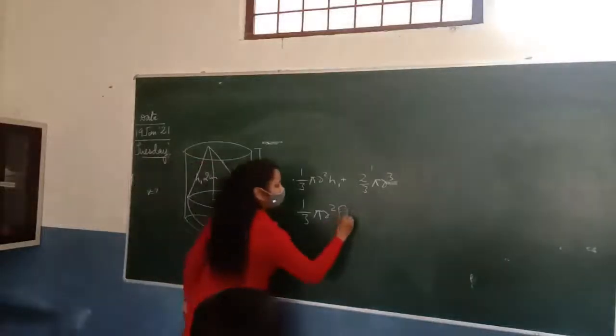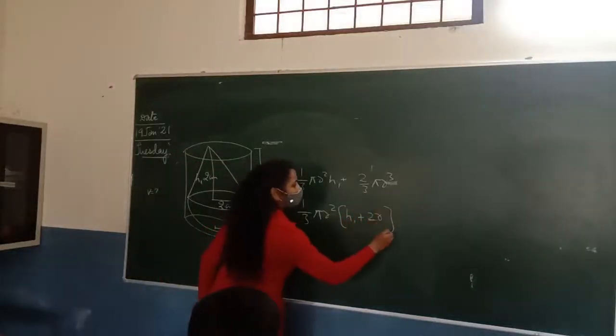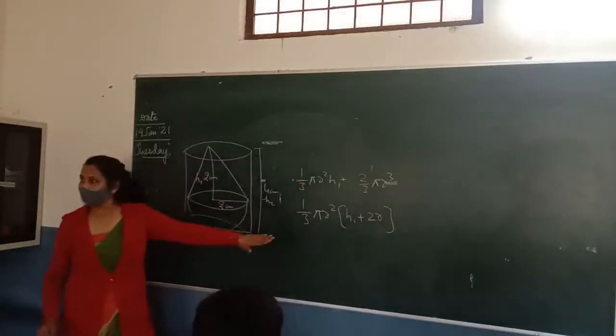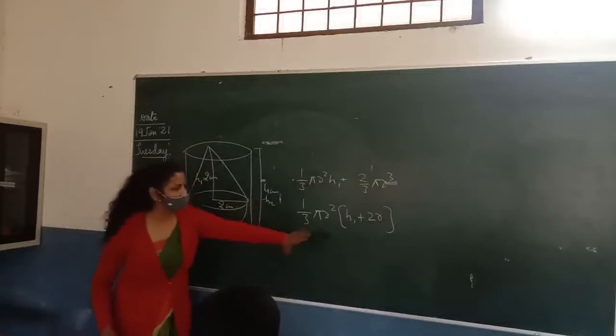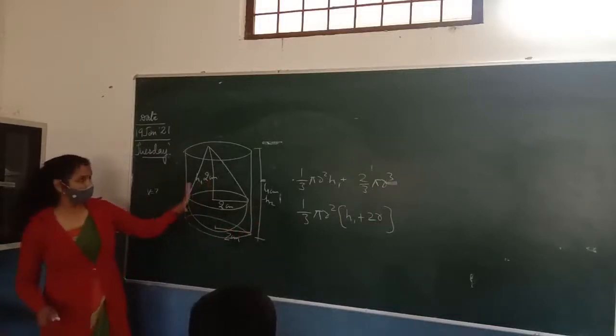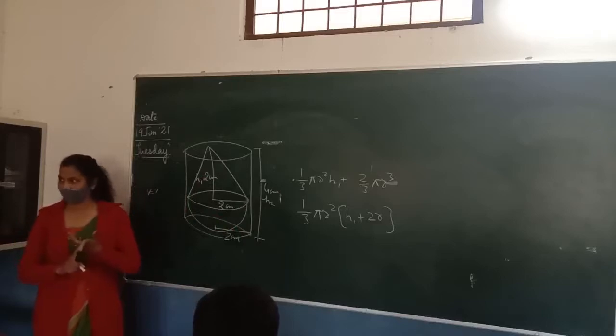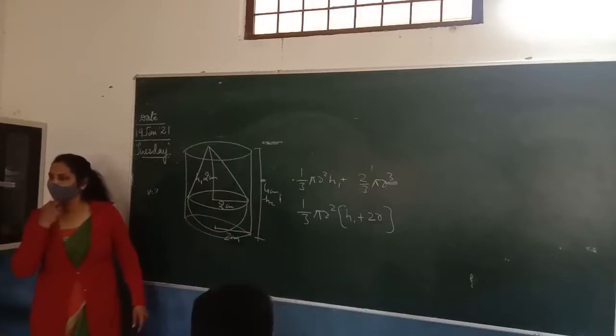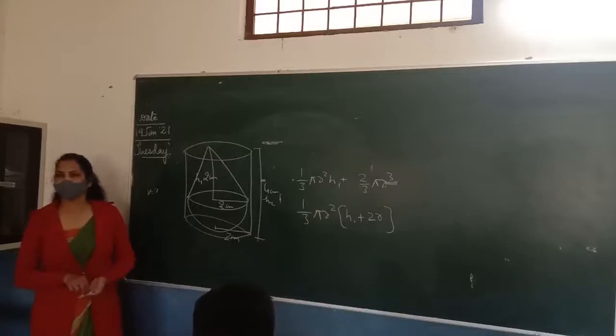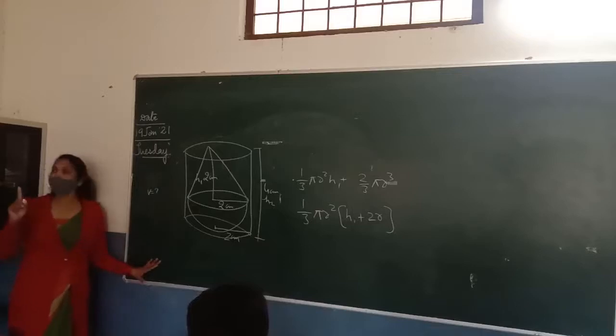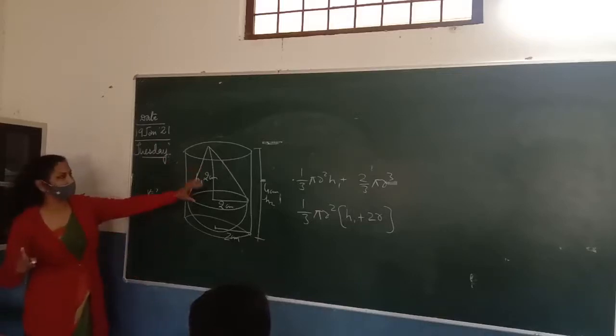h1 plus 2r. So can you put the values? You can put the values and find the volume of the toy. Now the next part is, can you read the last line of the question? Find the difference of the volumes of the cylinder and the toy. Now you have to find the difference in the volume of the cylindrical portion and this toy.